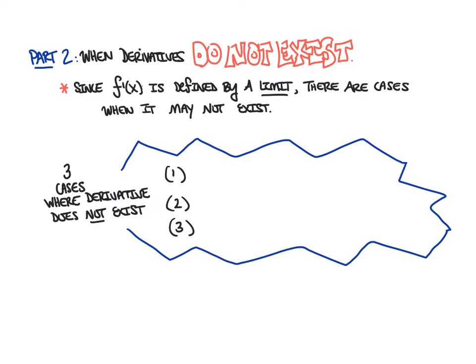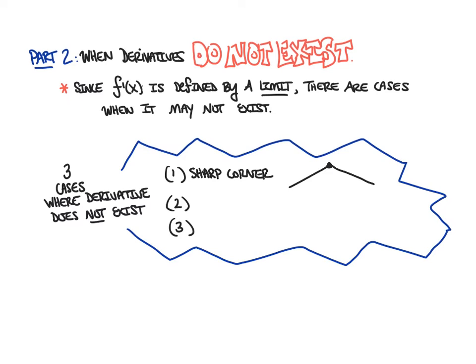The second part of this lecture involves a discussion of when derivatives actually may not exist. Now, since your derivative, f prime, is defined by a limit, there are certainly cases where it may not exist, and there's actually 3 cases that we need to be aware of. The first case is a sharp corner. So if your graph of f of x has a sharp corner on it, for example, something that looks like this, then the derivative won't exist.